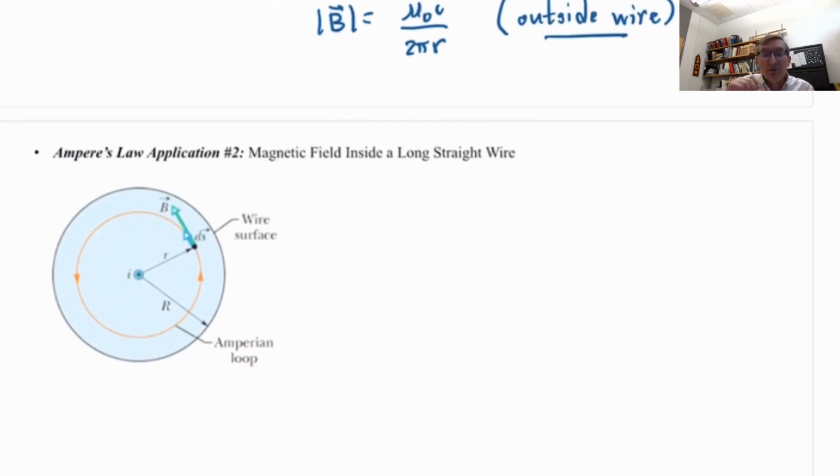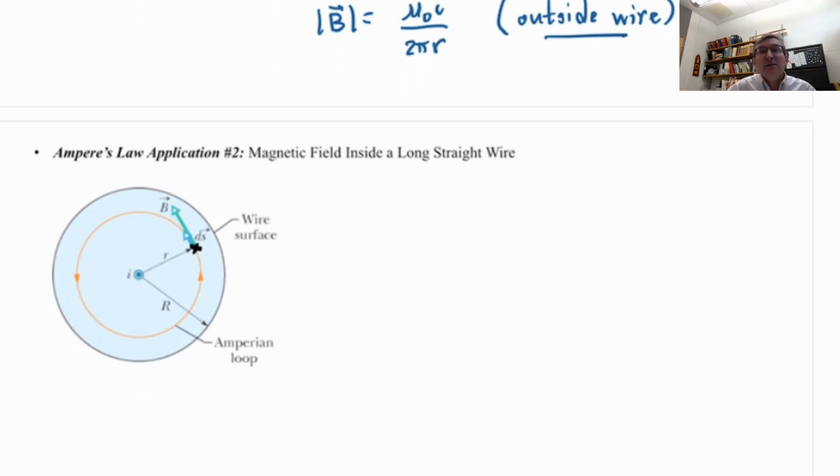Same long straight wire that's thick, with the current I distributed uniformly over its cross-section. And now let's find the magnetic field at a point in the body of the wire, like right there. Wow. Yes, you can have a magnetic field in there. Okay? And we're going to apply Ampere's law to that, to find that B.